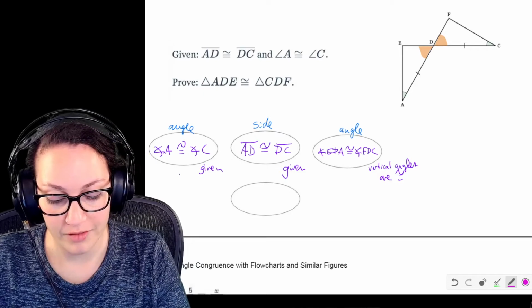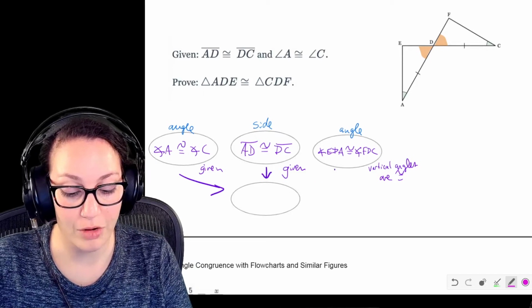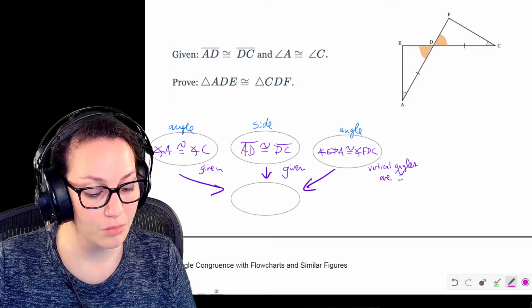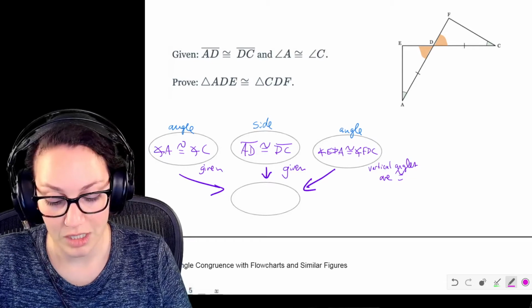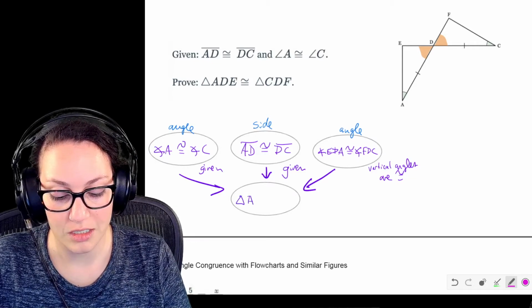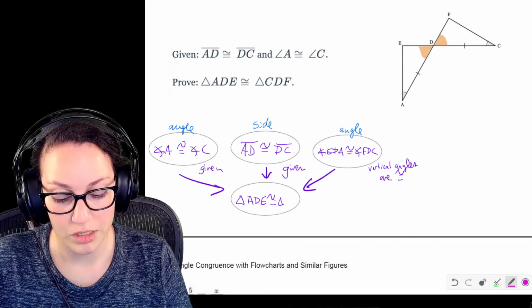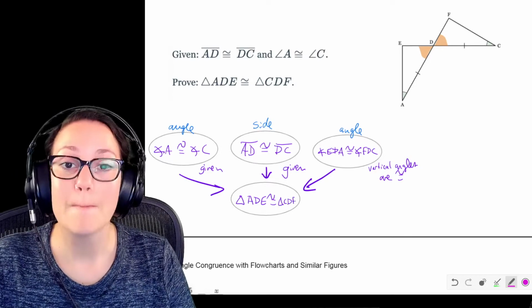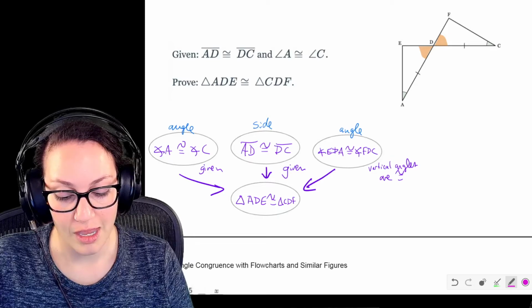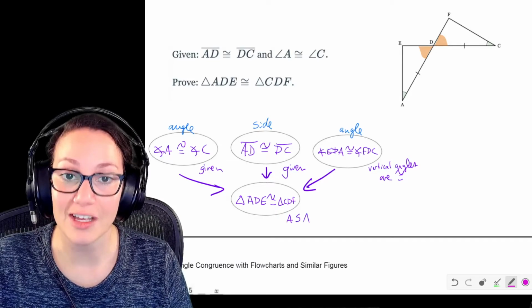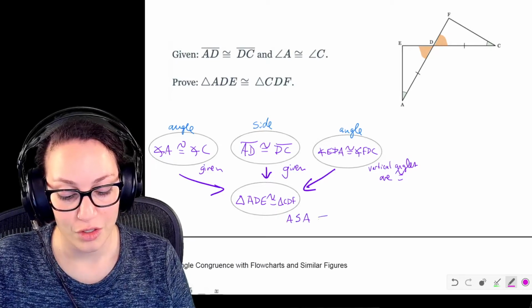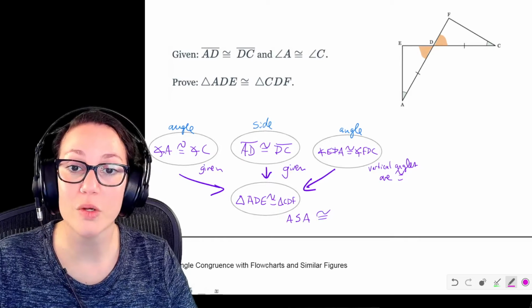So we have arrow, arrow, arrow. Now we have all the things we need, because we can say that triangle ADE is congruent to triangle CDF because of angle, side, angle congruence, or triangle congruence.